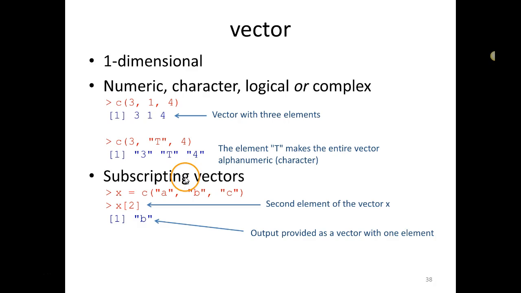When you're subscripting a vector, you use these brackets and do it like this. You have this vector containing A, B, and C, and if you want the second element from the vector X, then you write X, and within brackets you put 2. And 2 tells you that you're interested in not the entire X, but only the second element of X, and R returns a B, which is the second element of X.